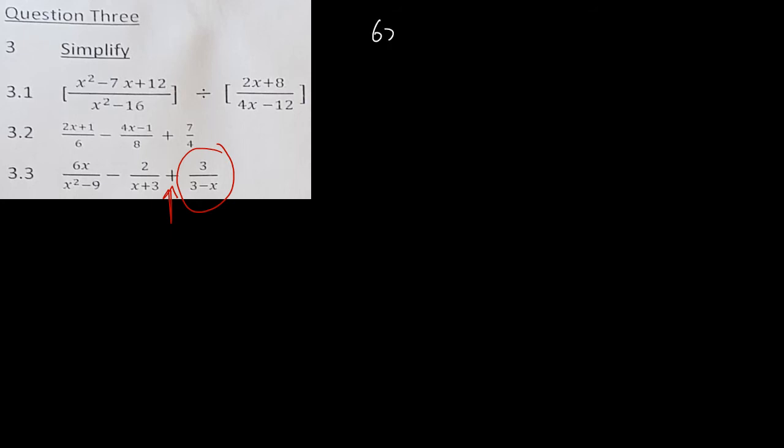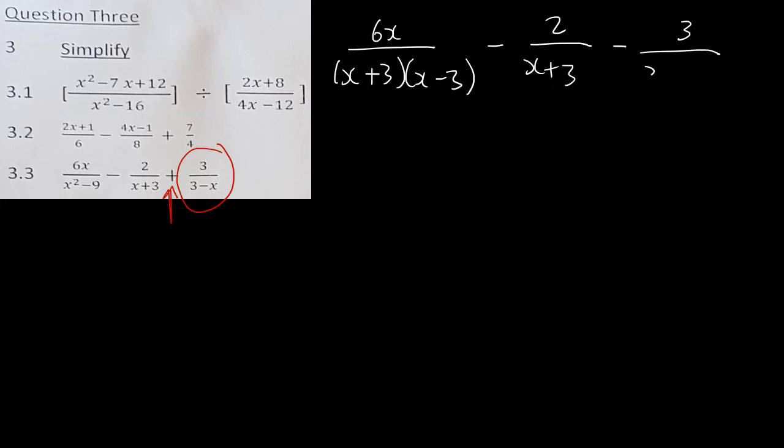Okay, so let's rewrite this down. It's 6x, right? Remember, we can factorize this as well if you want to. This will become x plus 3 and x minus 3. Then this becomes minus 2, stays the same, to x plus 3. Now remember, this now becomes a minus 3 over x minus 3. Right, so now what we need to do is look at the denominator and get an LCD. So our LCD will be x plus 3 into x minus 3.